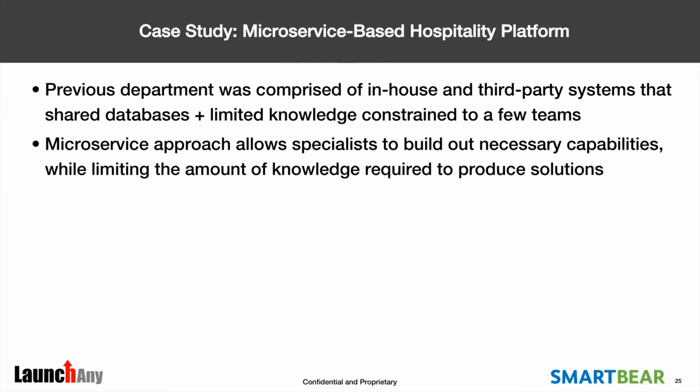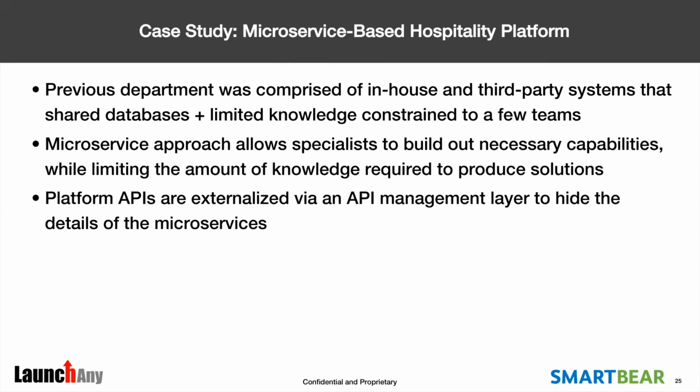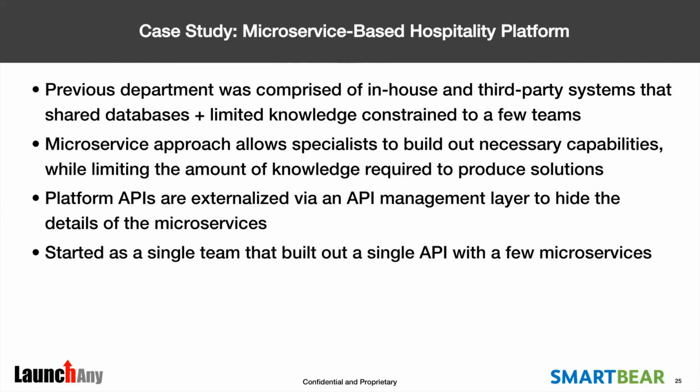So instead, they decided to start with a microservice approach as they started developing a hospitality platform. They brought in some of these specialists that understood some of these different databases, built out the necessary capabilities as separate microservices, limiting the amount of knowledge that was required across all the different solutions that existed. They then developed platform APIs that were externalized from the organization either to other internal developers or to their partners. They used an API management layer to hide the details of the microservices and expose those APIs externally. Those were the contracts that they shared.